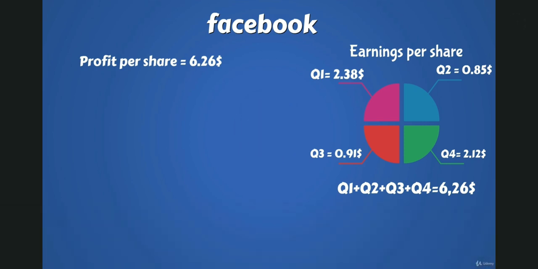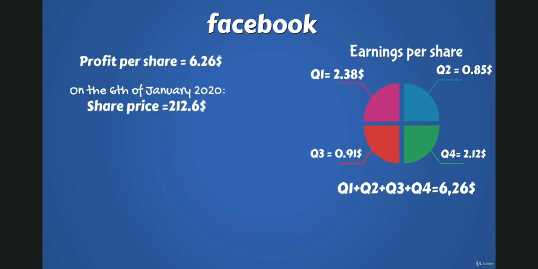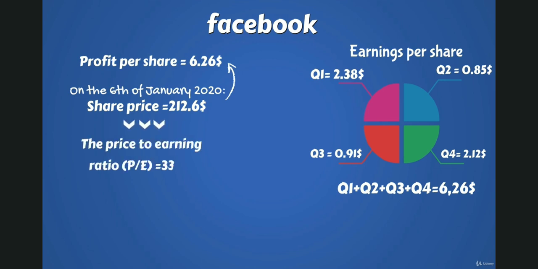For the next part of our equation, we're going to need the share price of Facebook, which on the 6th of January 2020 was $212.60. And to get the price to earnings ratio, all we have to do is a simple division. The share price of $212.60 divided by the profit per share, $6.26, which gives us $33.96.